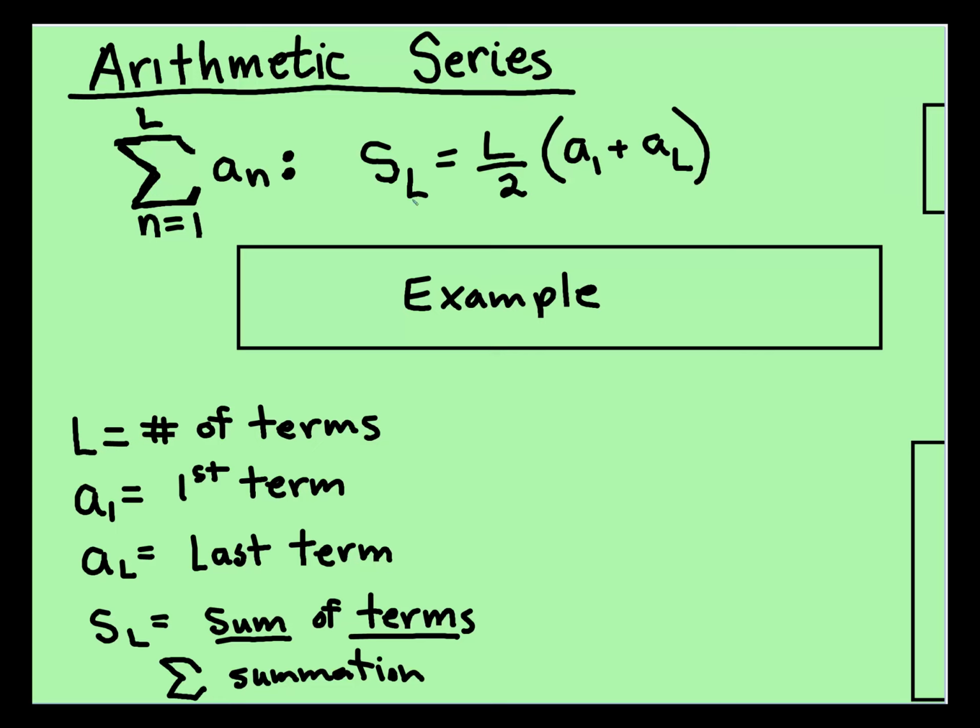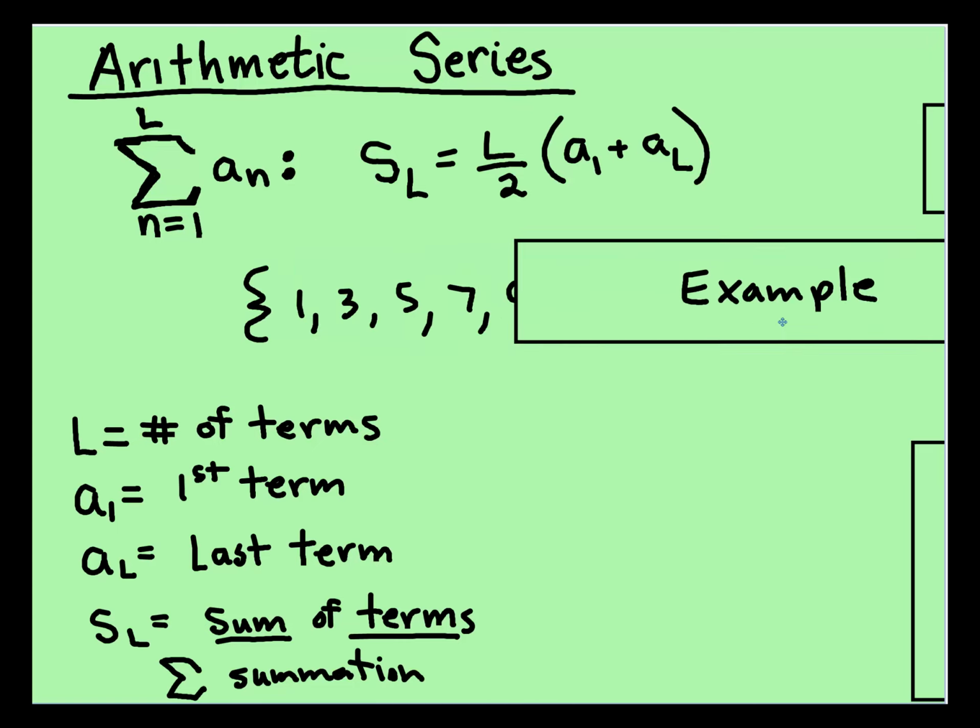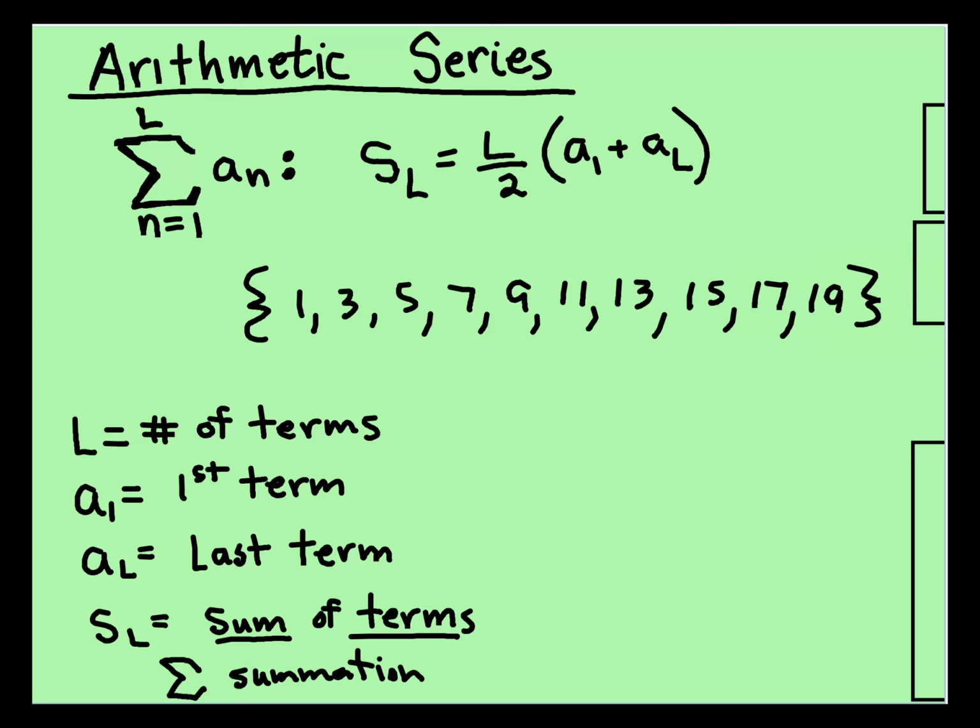Let's go ahead and see what the formula is for a series. The formula is: the sum of all of the terms is equal to the number of terms divided by 2, multiplied by the quantity of the first term plus the last term. So here's an example. We have this sequence, 1, 3, 5, counting by odd numbers. We need to know how many terms there are. 1, 2, 3, 4, 5, 6, 7, 8, 9, 10. The number of terms is 10. The first term is 1. The last term is 19. And now we can plug it in.